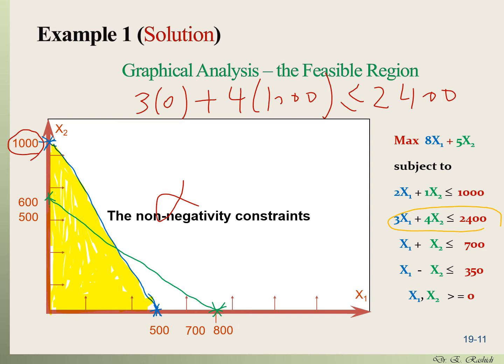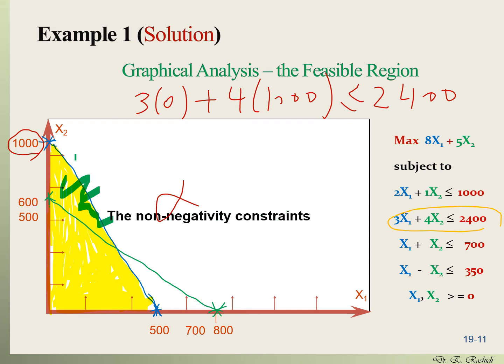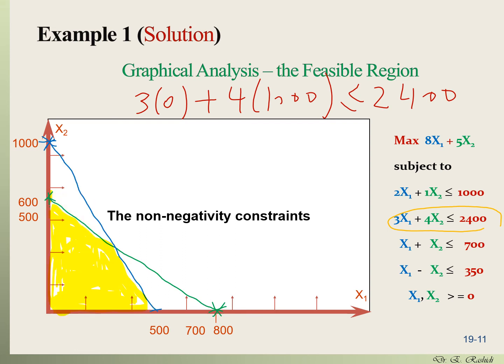So this means that this side is infeasible. This part is also infeasible. We want to find the common area. So I'm going to clear the infeasible part here. The yellow area is our feasible space so far. So we are done with the second constraint. Now let's go to the third constraint.